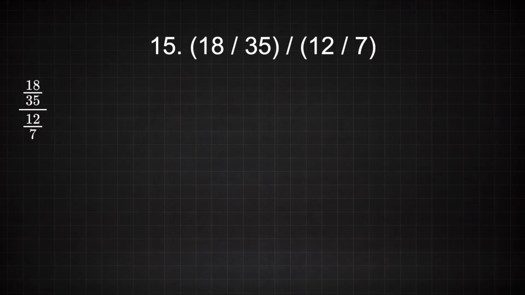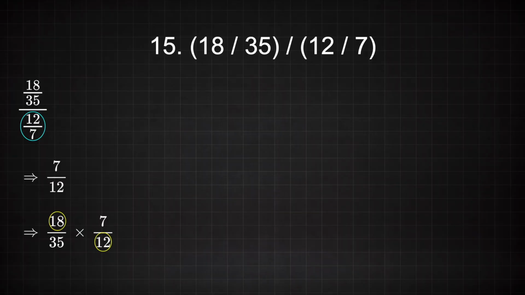The last example problem is 18 over 35 divided by 12 over 7. Pause the video and give it a try. The denominator is 12 over 7. The reciprocal of 12 over 7 is equal to 7 over 12. We multiply the numerator by the reciprocal. Cross cancellation? Yes. 18 and 12 are both divisible by 6.